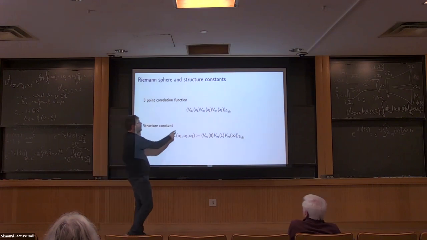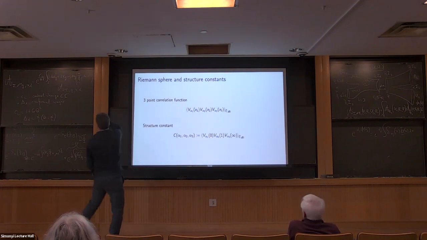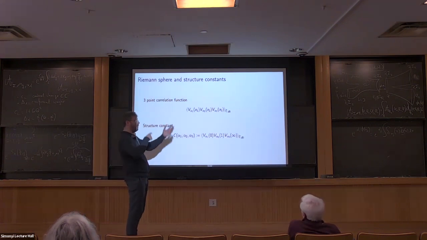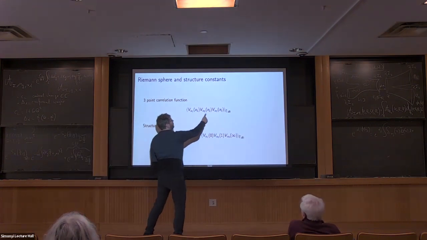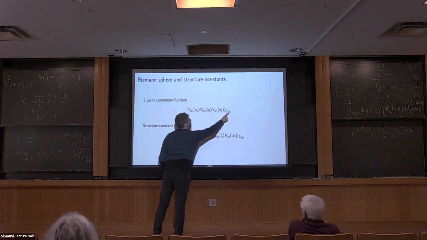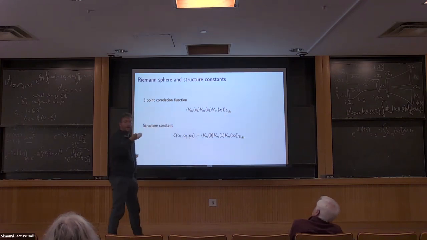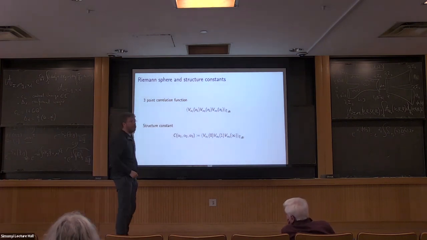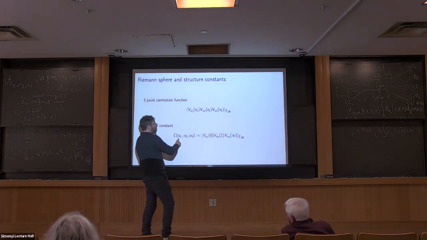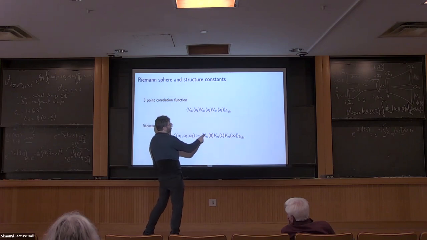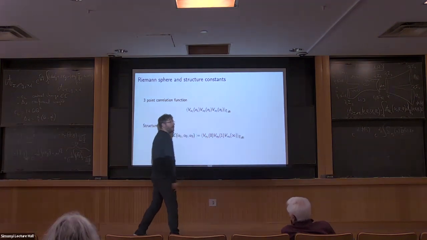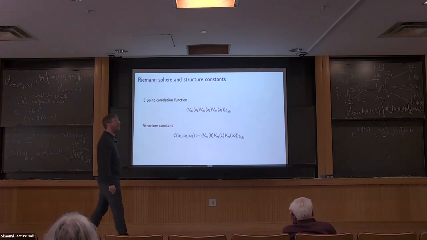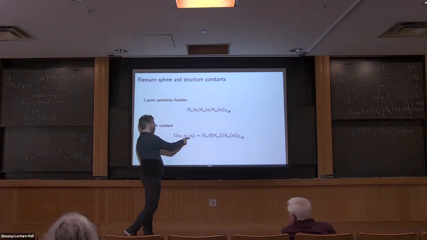By Weyl covariance and diffeomorphism invariance, if you look at the 3-point correlation functions on the Riemann sphere equipped with, say, the round metric, then by using Möbius transforms, up to something completely explicit, it reduces to computing it at 0, 1, infinity. You just move the points around.